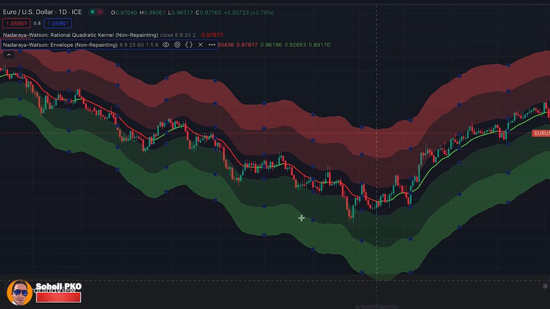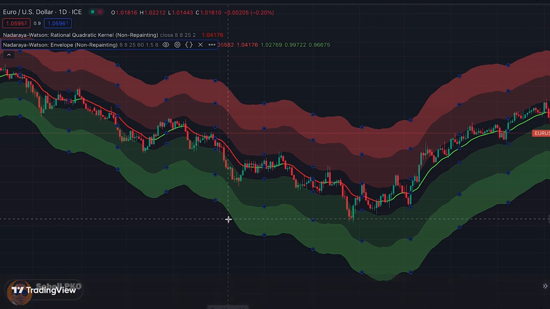This indicator is very powerful in showing us every turning point of the market, but like any other indicator in technical analysis, you should never take your trading decisions only based on this indicator, and you must use it in conjunction with other tools and aspects of technical analysis.